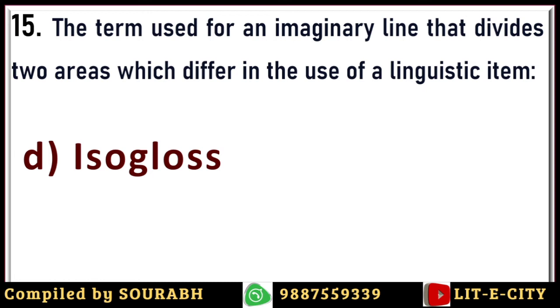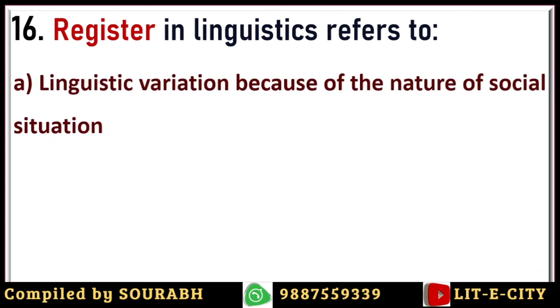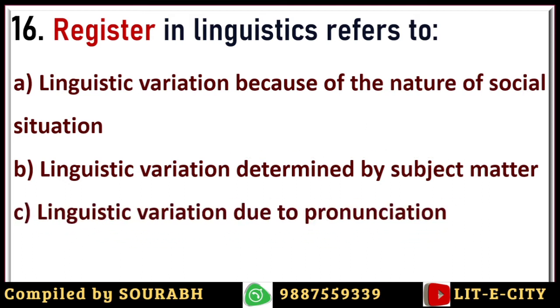And idiolect is how a particular person uses a particular dialect, that is known as idiolect. Register is a key term in linguistics. It refers to linguistic variation because of nature of social situation. Linguistic variation determined by subject matter. Linguistic variation due to pronunciation and all of the above.